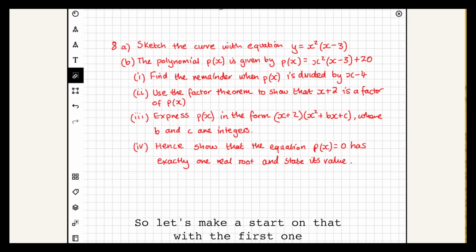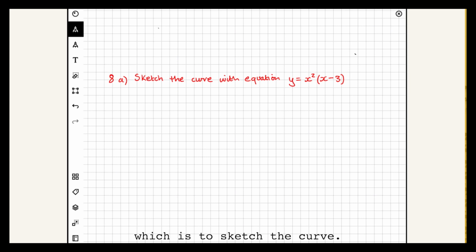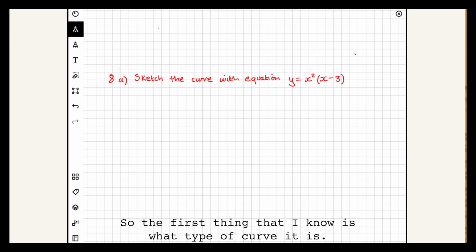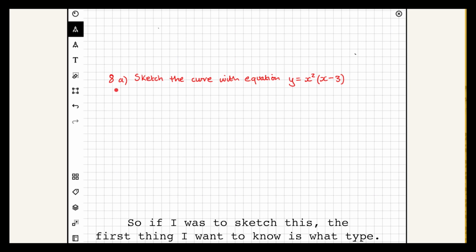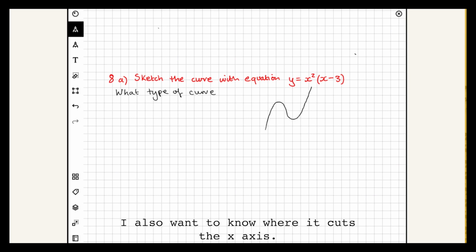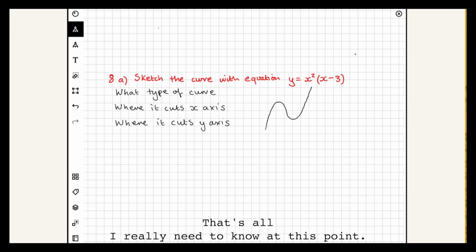So let's make a start on that with the first one, which is to sketch the curve. Now, when you're sketching curves, and this is a cubic, the first thing I want to know is what type of curve it is. This is a cubic, so I know that it's going to look something like this. I also want to know where it cuts the x-axis and where it cuts the y-axis. That's all I really need to know at this point.